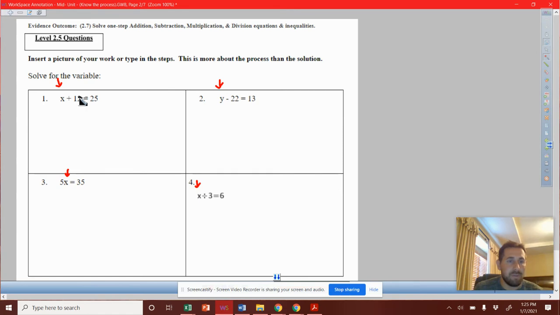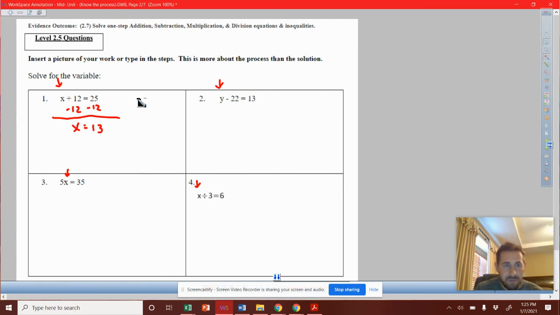If we have a plus 12 bothering our variable, we do the opposite and we minus 12 from both sides. We write down what our equation is. So the 12s go away, x comes down, equal signs come down. 25 minus 12 is 13. Okay, so that's what I wanted you to see.